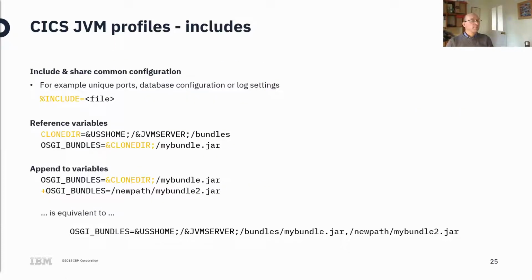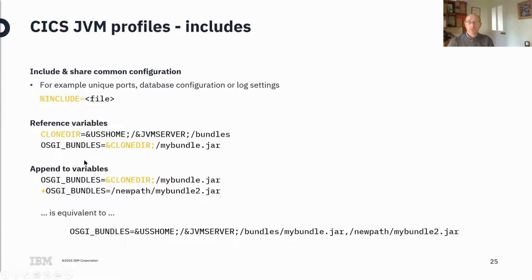There's new support in 5.5 for JVM profile includes. So the JVM profile is a set of options configured in a text file, and this is used to configure the JVM server. So in 5.5, support was added for %include, so you can include other profile contents to override configuration settings. This is particularly useful if, for instance, you want to have unique ports, but you want to share configuration across cloned JVM servers or regions.